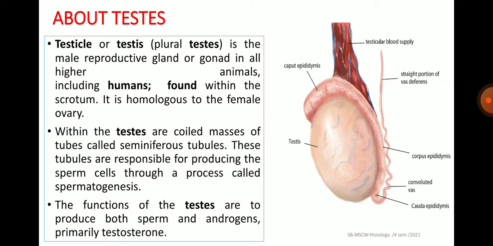I just said the word spermatogenesis, that is, the sperm cells are produced by a process called spermatogenesis. What is this spermatogenesis? Although you have studied about it, maybe you have forgotten, but still I'll give a gist of it. You can just listen to me.